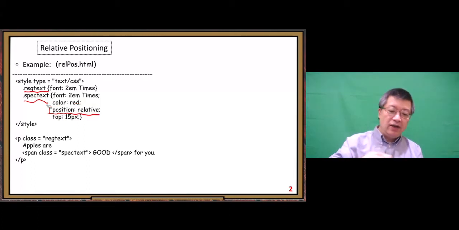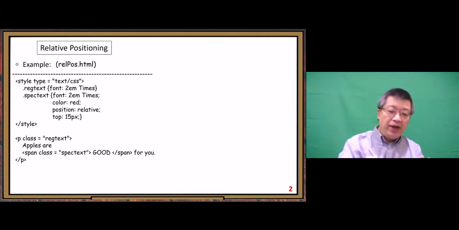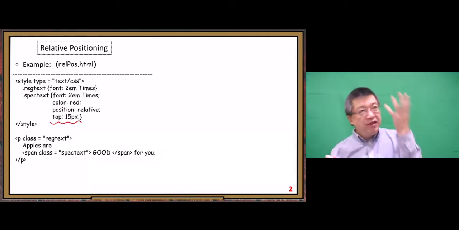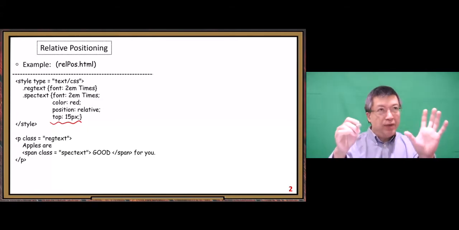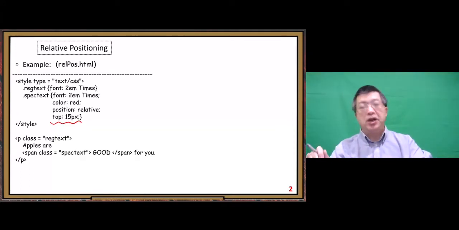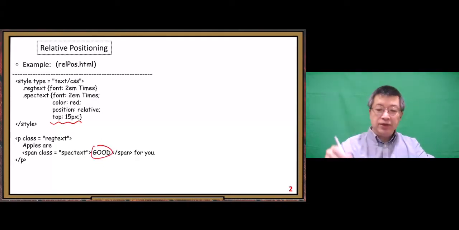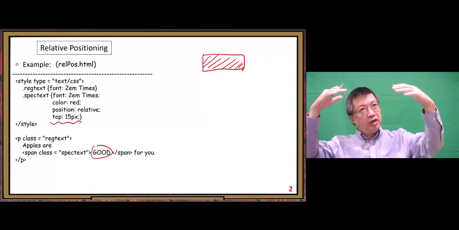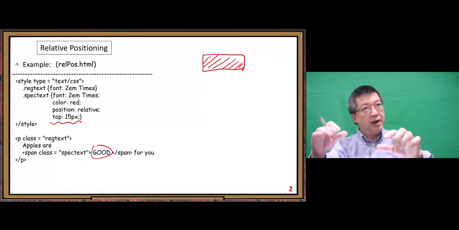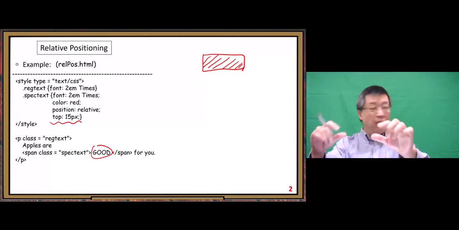Here, let me use one simple example to describe it. What is the meaning of top 15 pixels? Let me explain the meaning, then I will show you the screenshots. Suppose this element has its natural positioning. Suppose this is its natural position. The browser determines this location for this element. Now, relative to this position, this is the starting point.